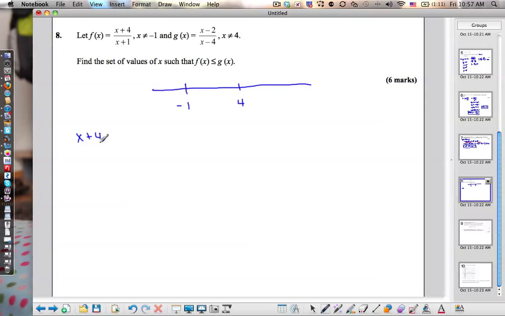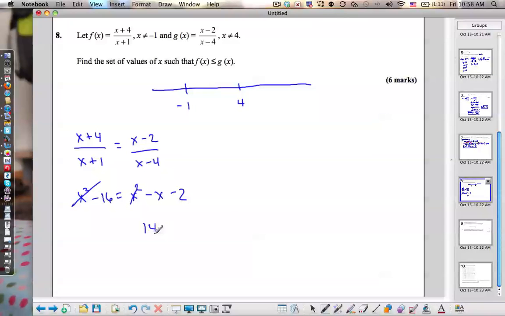So (x plus 4) over (x plus 1) equals (x minus 2) over (x minus 4). If I cross multiply, I have a difference of squares here, so that's x squared minus 16 equals x squared minus 2x plus 1x is minus x minus 2. See the x squareds go away. Add 16, I get 14. Add x, I get x, yeah. So I get 14 way out here.